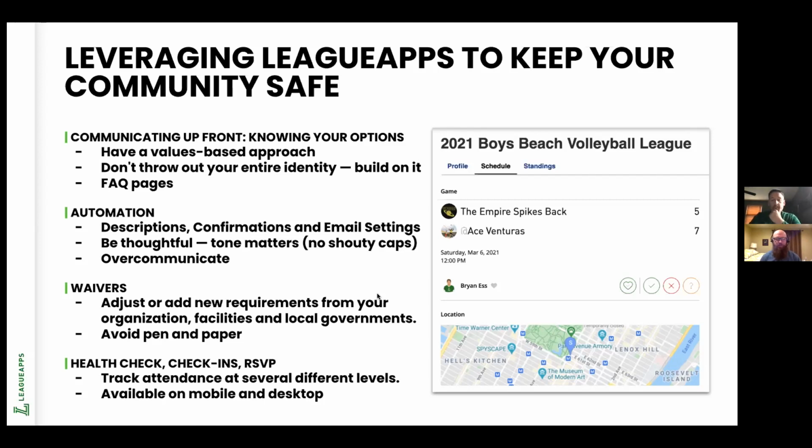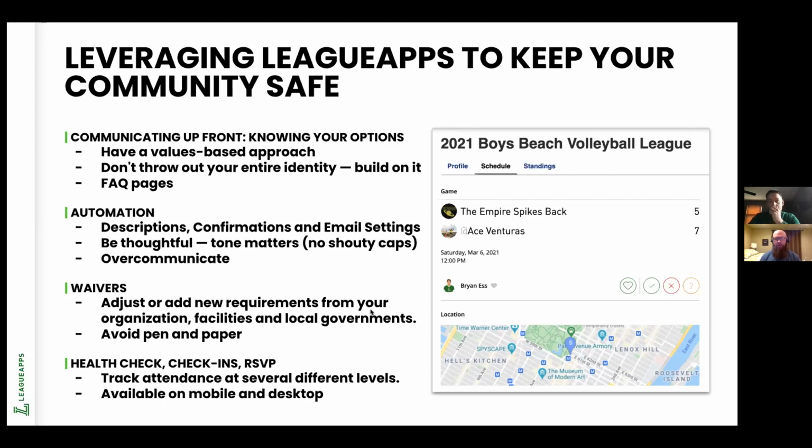Also, if you need people to agree to certain protocols from your organization, or the government, or things like that, you can get all that in the waivers. Get away from pen and paper, save yourself some time. That way you have a record of everyone that's signed a waiver or who hasn't. And you can require everyone to agree to that language before they're even allowed to participate in the program.